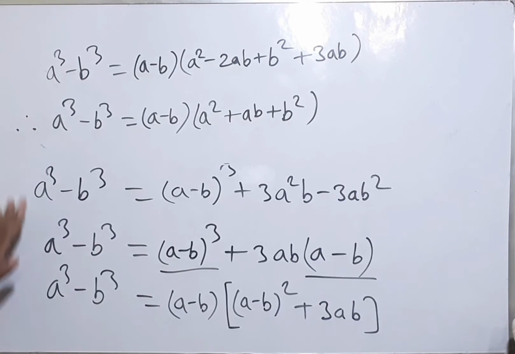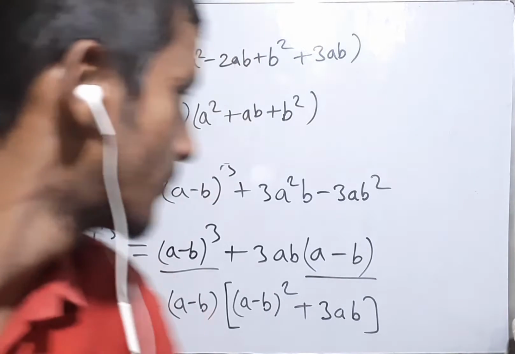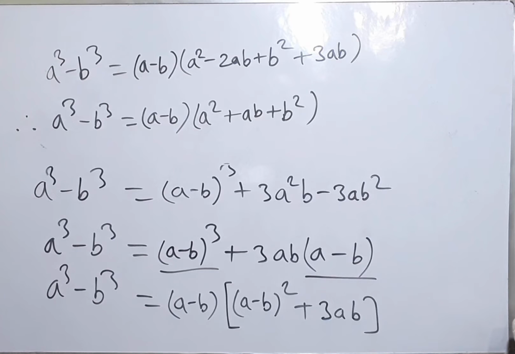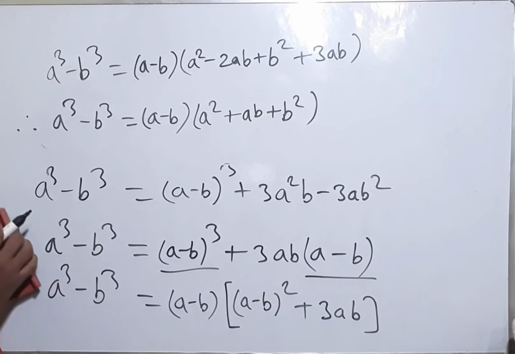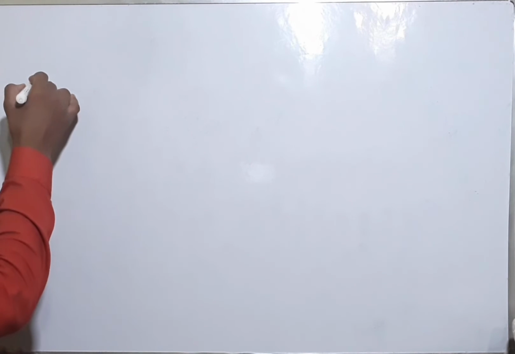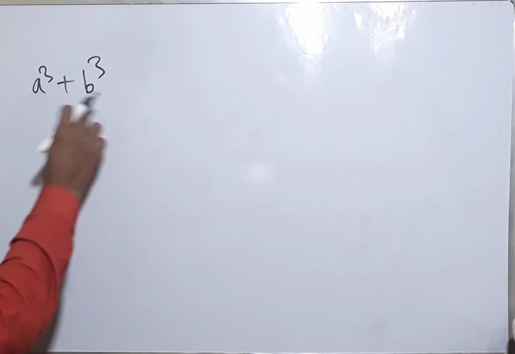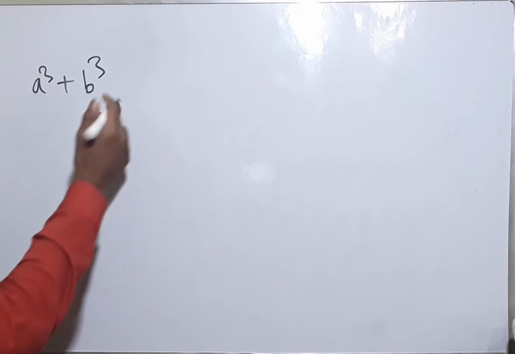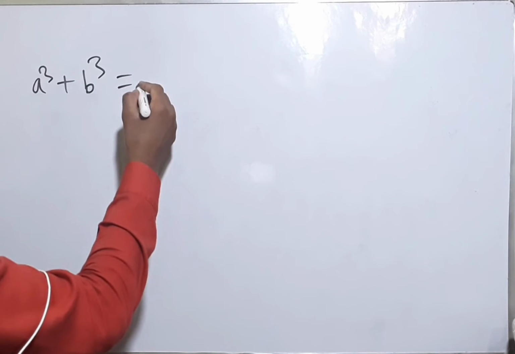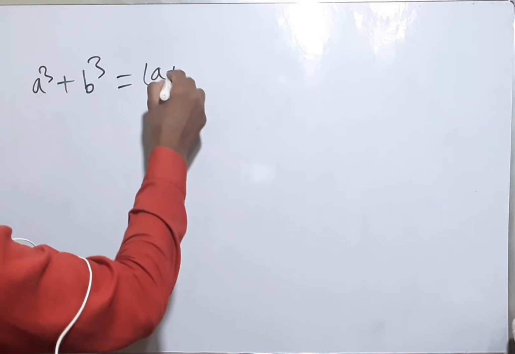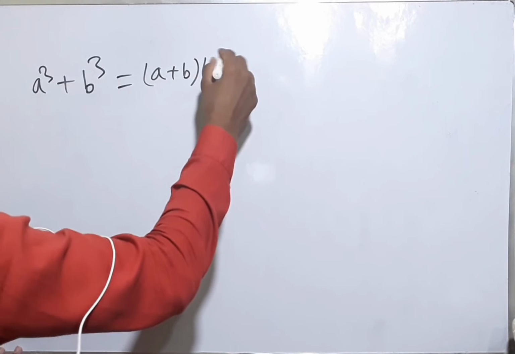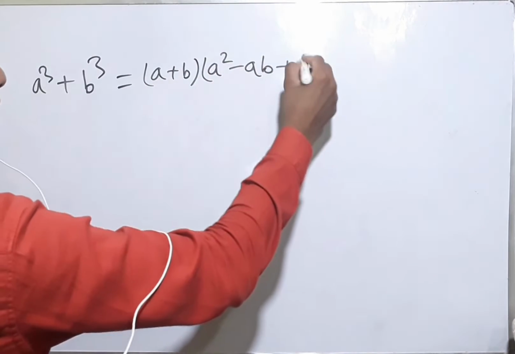So keep noting all of these things down, and also try to do it before me. Okay. Before I do it, even if you get just a hint. Let's move on to another formula. A cubed plus b cubed. Why plus? Because it's the addition or sum of two cubes. So this thing is equal to a plus b times a squared minus ab plus b squared.